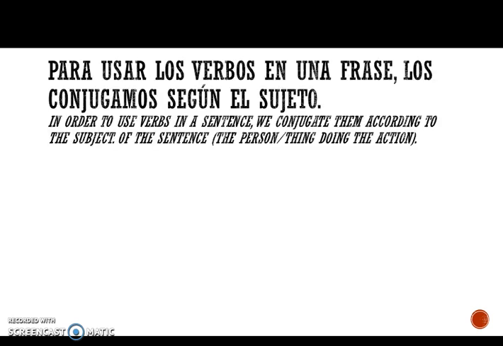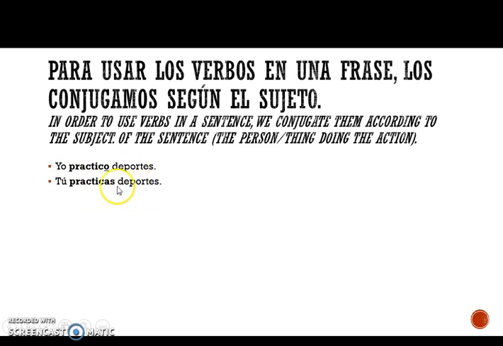Para usar los verbos en una frase, los conjugamos según el sujeto. So, when we are using these verbs in a sentence, we conjugate them according to the subject. Let's practice. Yo practico deportes. Yo is my subject. I am playing sports. And so I want to conjugate my verb practicar for the yo form. Yo practico deportes. I play sports.